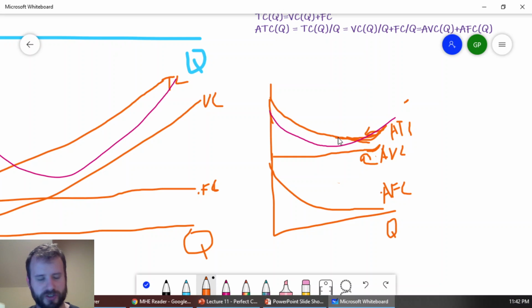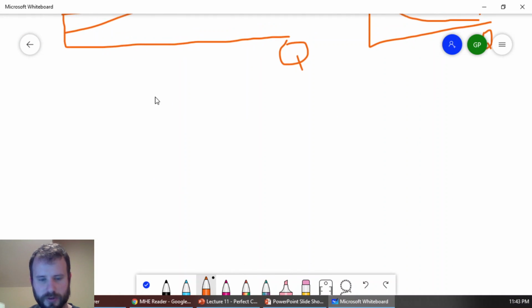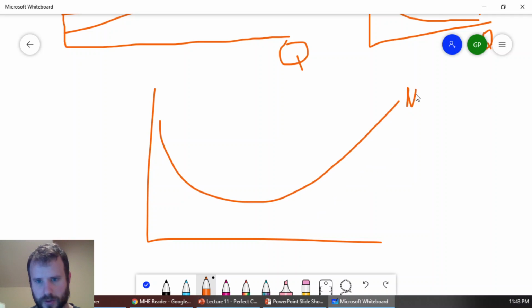So if marginal cost is decreasing, that's going to drive your average total cost down. If your marginal cost is below your average, it's going to drive it down. If your marginal cost is above your average, it's going to drive your average total cost up. And at the point where marginal cost stops decreasing, stops being below average total cost, so this is your marginal cost.